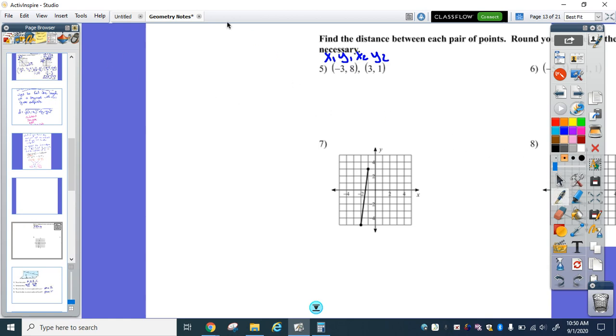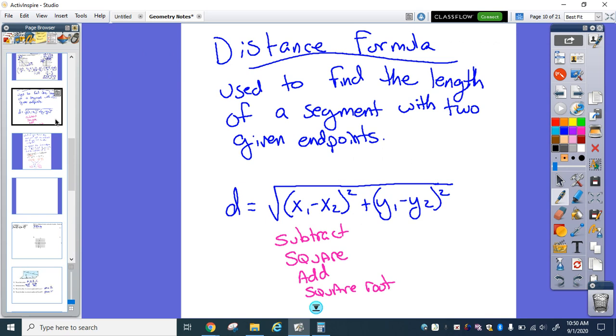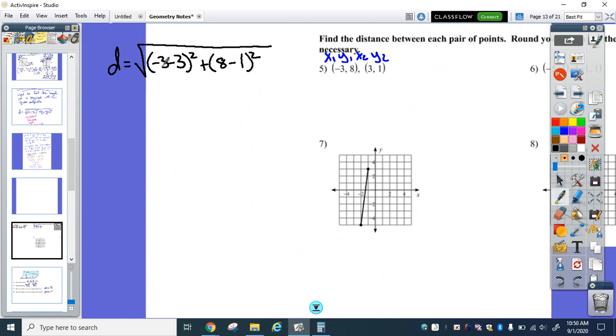So the distance formula says that we are going to do d equals the square root of x1 minus x2 squared plus y1 minus y2 squared. And then all of that is under one big square root sign. So when we do this, let's do the order that we had said back here on this other screen. We are going to subtract first.